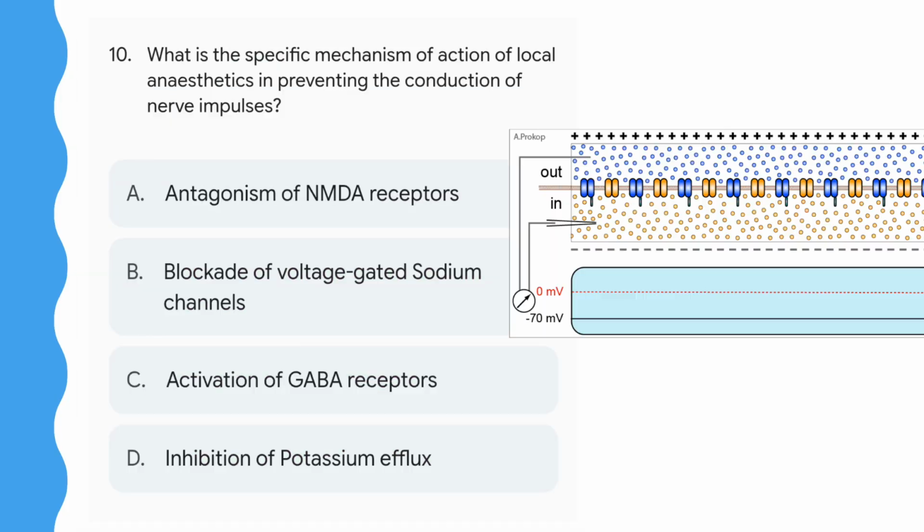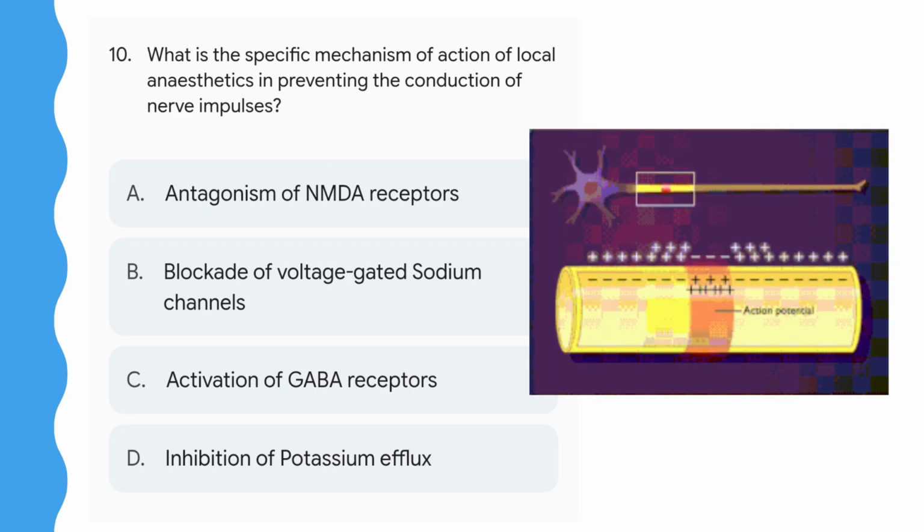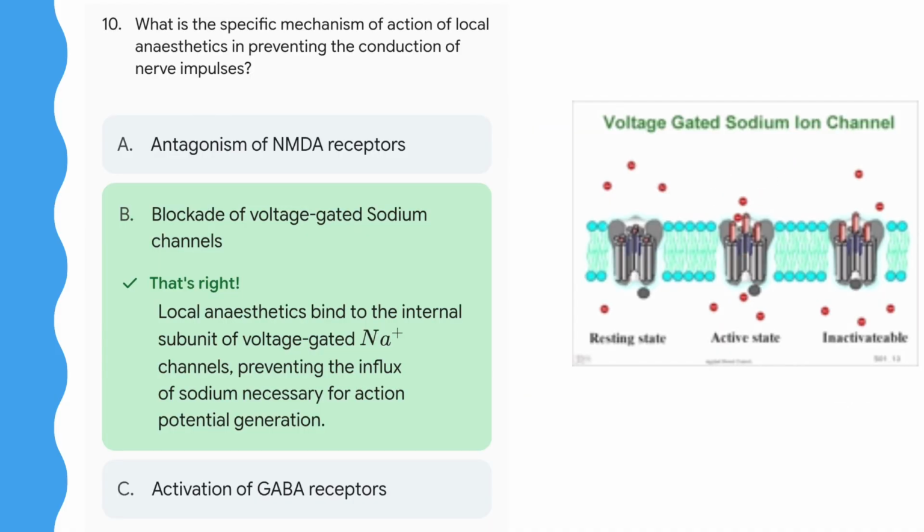Next, question number 10. What is the specific mechanism of action of local anesthetics in preventing the conduction of nerve impulses? That we have already seen. This is blockade of voltage gated sodium channels.